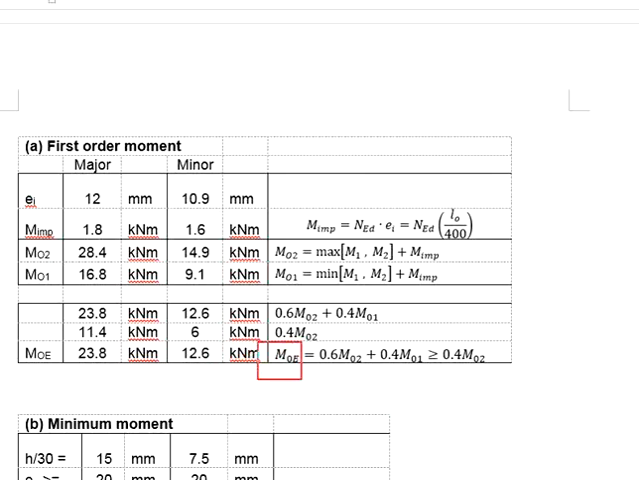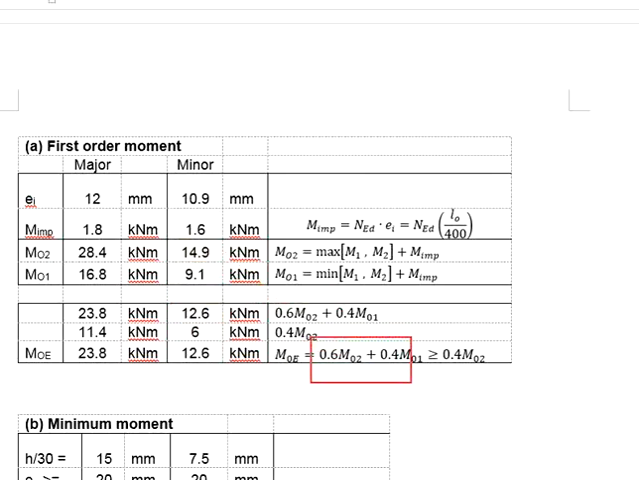Next, you need to calculate the M0e. Based on the equations, it is calculated on the basis of 60% of M02 plus 40% of M01. That means we are talking about this times 0.6 plus this times 0.4. That gives you 23.8 kilonewton meter. You will do the same for the minor axis. This times 0.6 plus this times 0.4. That gives you 12.6 kilonewton meter.